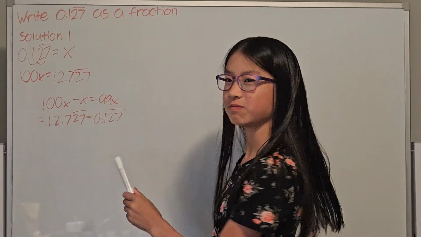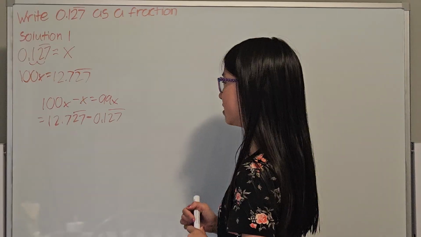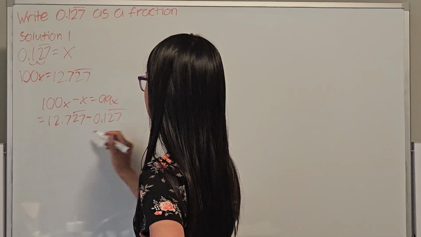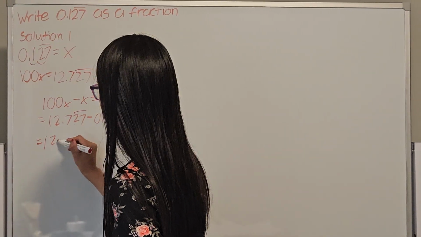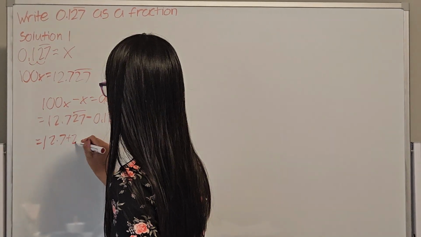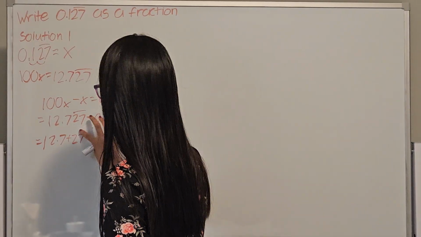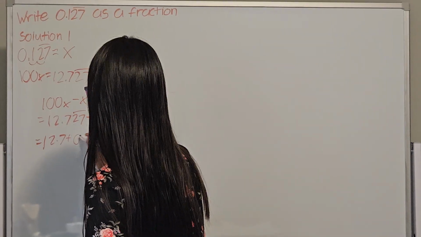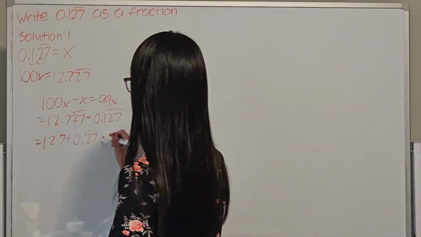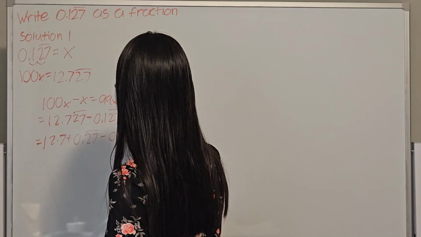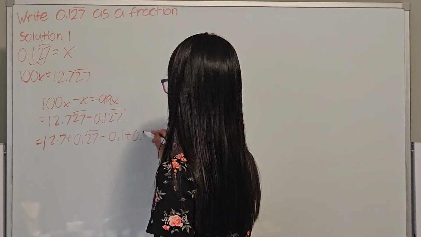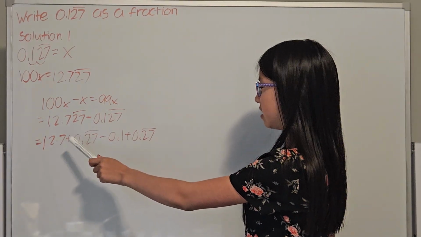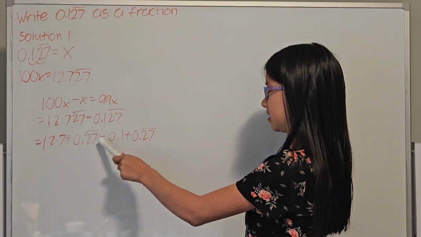Okay, now that we have this, we can separate it to make our lives easy. We can see that they both end in 27, so we are going to separate it. So it's going to be 12.7 plus 0.27 continue, minus 0.1 plus 0.27 continue. Okay, we can see that they all have 0.27 continue.